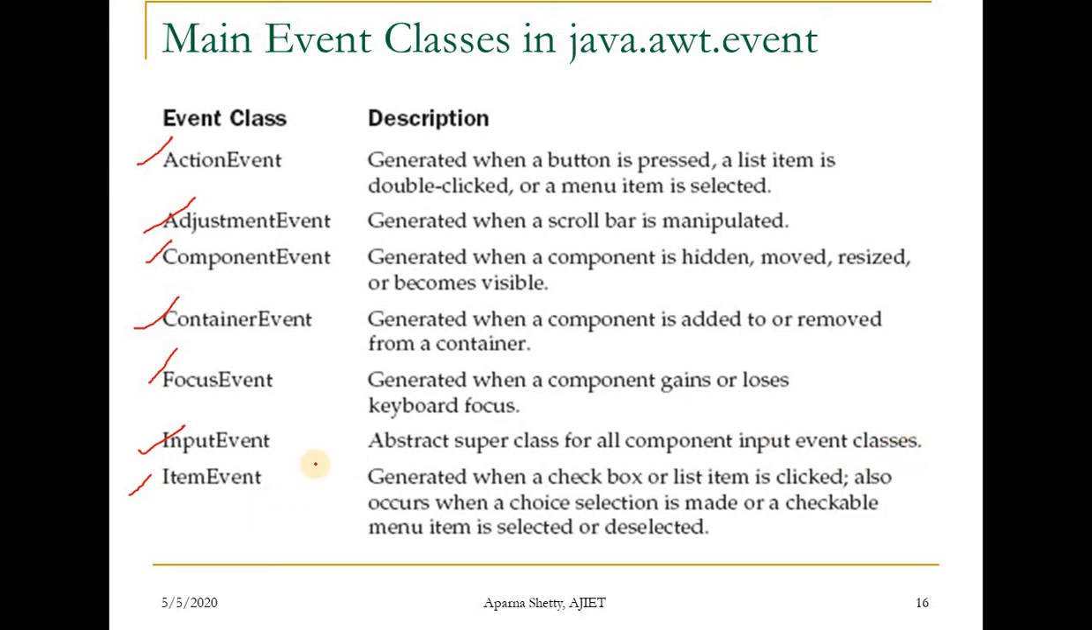Next is item event. Generated when a checkbox or a list item is selected. Also occurs when a choice selection is made or a checkable menu item is selected or deselected. So when you perform all these tasks, item event is generated. That is, when a checkbox or a list item is clicked, or when a choice selection is made or a checkable menu item is selected or deselected. So when all these activities are performed, item event is generated.